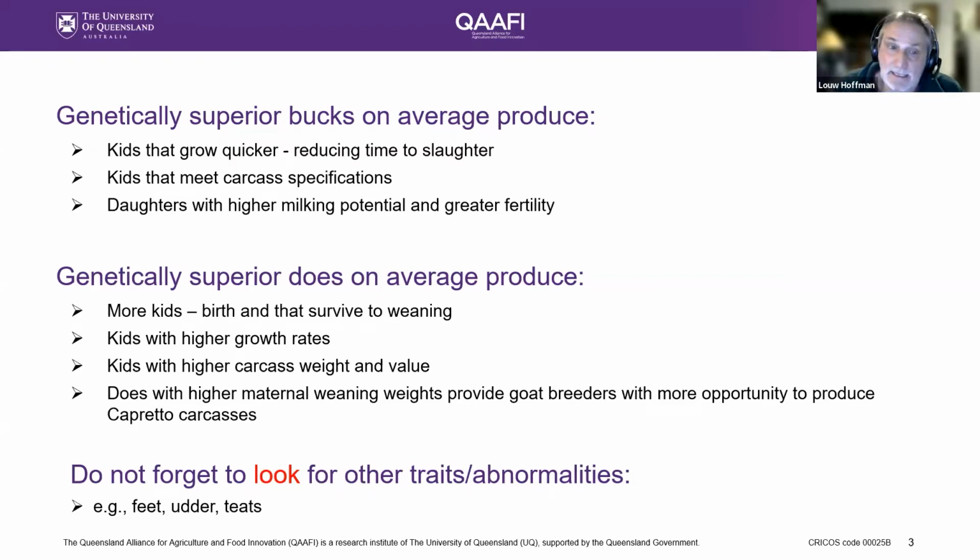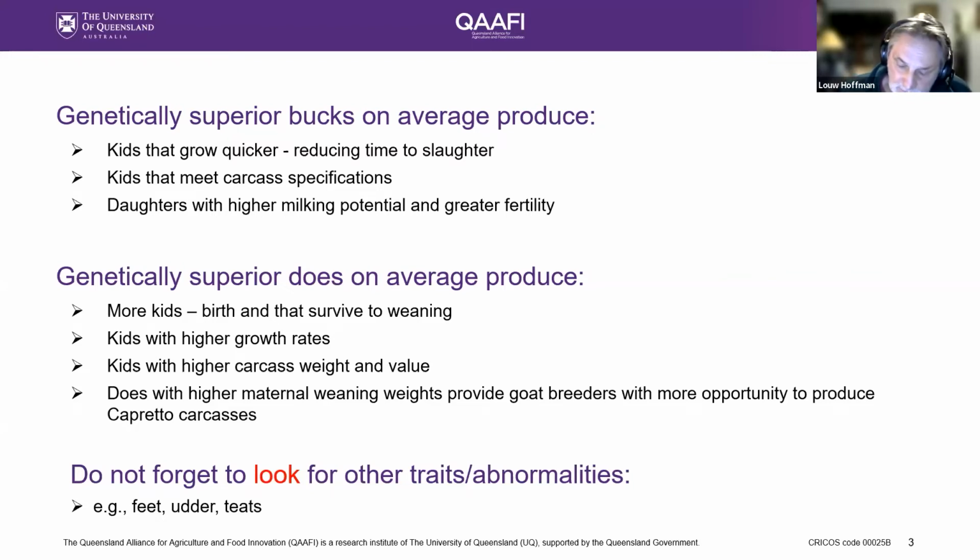And then on the other hand, the genetically superior does on average produce more kids at a birth, and you can also select for those that survive to weaning, kids with higher growth rates, again, kids with higher carcass weight and value, and then those with higher maternal weaning weights provide goat breeders with more opportunity to produce Capretto carcasses at an earlier stage.